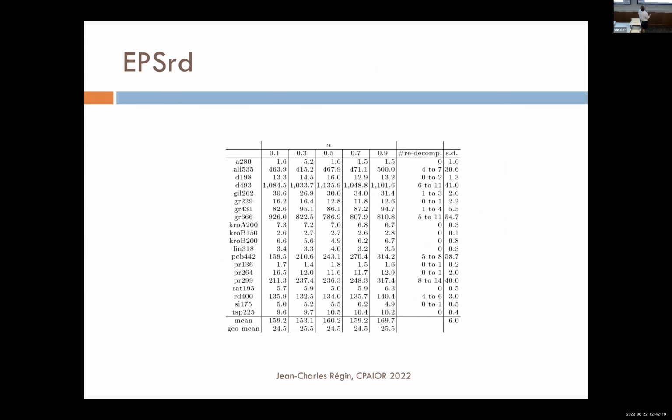And another thing here, which is interesting for EPSrd, is the impact of the alpha value, that is the risk that you are ready to take. And another thing here for you is the number of redecompositions performed by the redecomposition mechanism. Sometimes there is no difference for the problem, no need to redecompose. But for some problems, we can go up to 14 redecompositions. That is a lot.